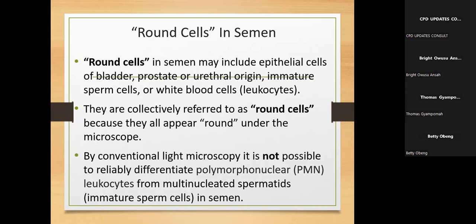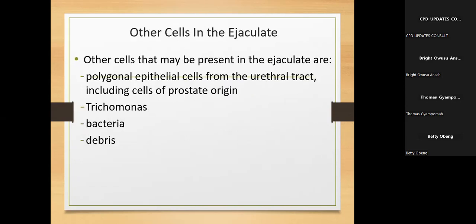So by conventional light microscope, it is not possible to reliably differentiate between the polymorphs. The PMN is the polymorphonuclear leukocytes, and technically, these are the neutrophils. And multinucleated spermatids. These spermatids are also the immature sperm cells. On the face value, like in the light microscope, there is no way you can differentiate between the two. All right. So let's go back again.